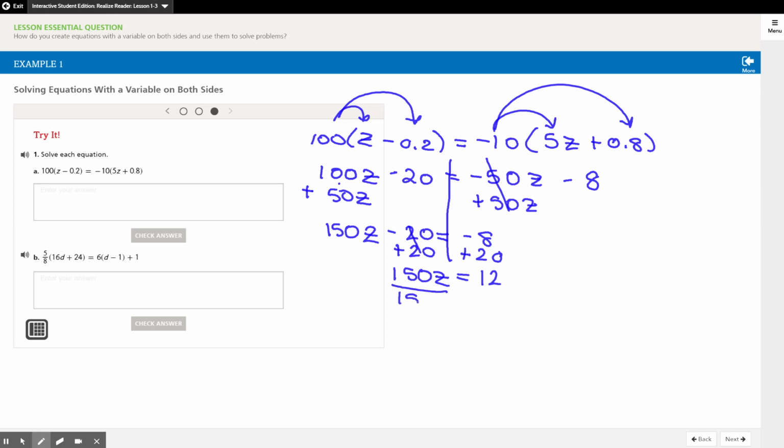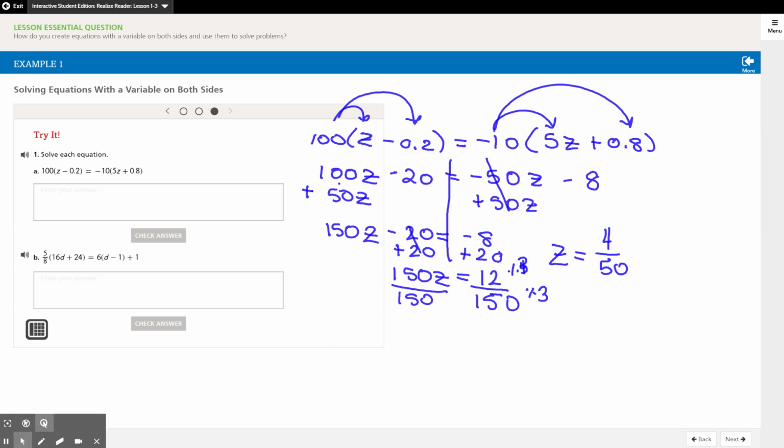And then we can divide by 150. So then z, if you take 3 out of it, I can divide or simplify. Sorry, that should be a 3. 12 divided by 3 is 4. And then this is 50. So it should be 4/50.